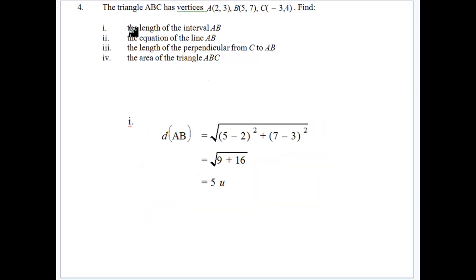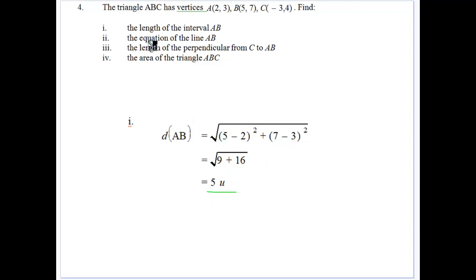In the fourth problem here, a triangle has these vertices: A (2, 3), B (5, 7), and C (-3, 4). Find the length of AB. So we've got our length there. We use the distance formula. We've used that a lot of times. Remember, it's related to Pythagoras' theorem. The square root of (5 minus 2) all squared plus (7 minus 3) all squared comes down to 5 units.